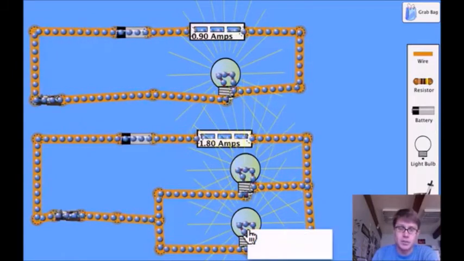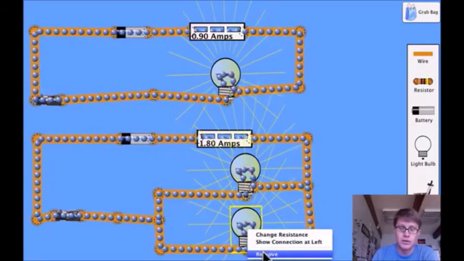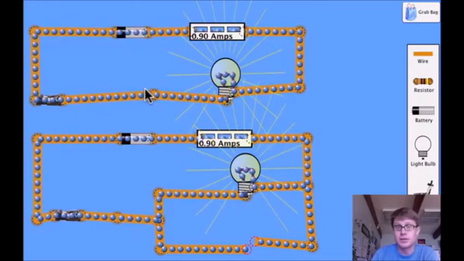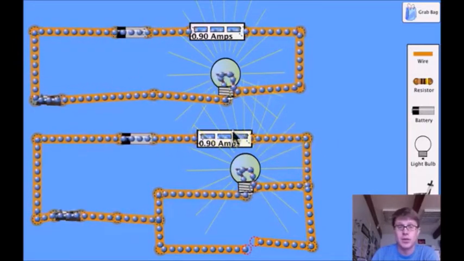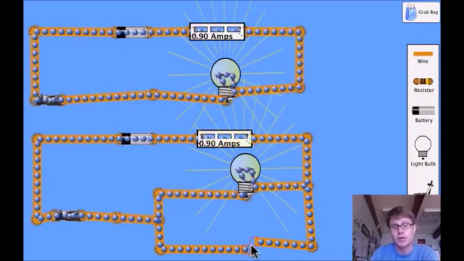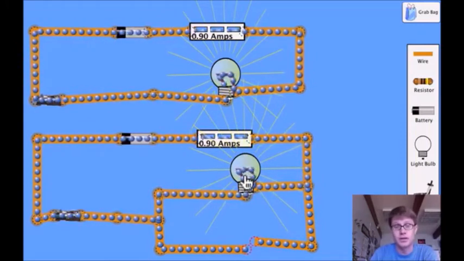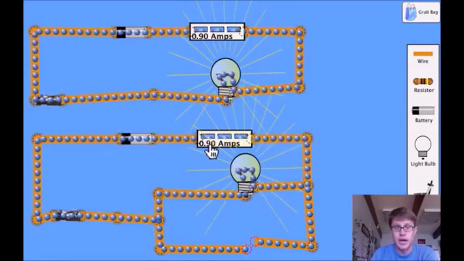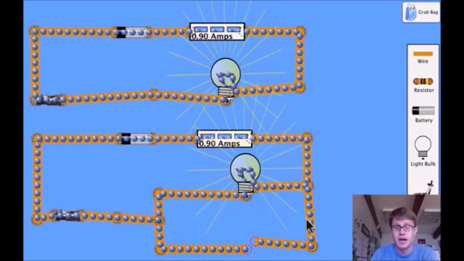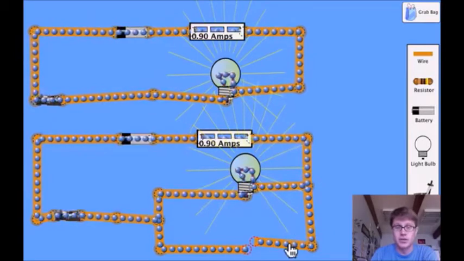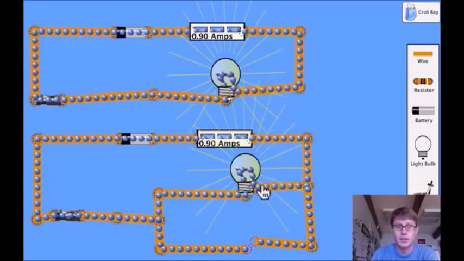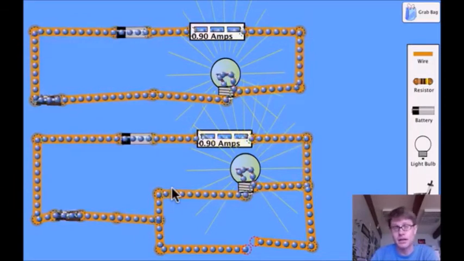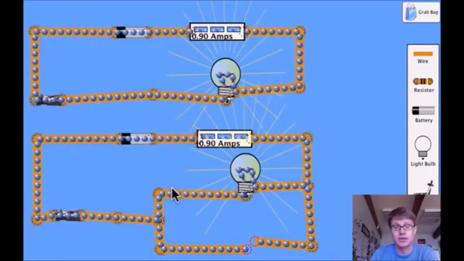Another thing that happens in a parallel circuit, let's kind of remove this light bulb. Remember when I removed a series light bulb, the whole thing went out. But in a parallel circuit, when I remove one of those light bulbs, the other one keeps going. Now you should have seen that when I removed that light bulb, the amps dropped down to 0.9, but electricity isn't flowing through this side. But by hooking it up this way, we've now got a path for electricity to go.